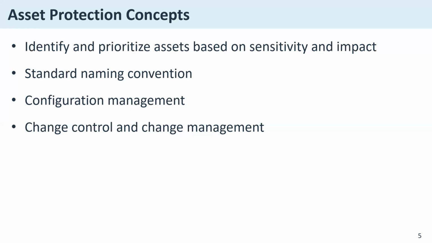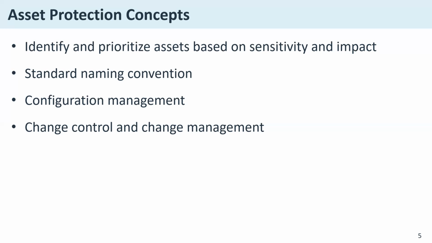Now, asset protection concepts. What are the concepts and items you need to understand in terms of protecting these assets? The normal thing is, first, you want to identify and prioritize assets based on sensitivity and impact. So this is where we start talking about PIIs, personally identifiable information. Those PIIs are very critical, very sensitive information. Things like bank account numbers, social security numbers, bank verification numbers. All of this information is very, very critical, very, very sensitive, right?